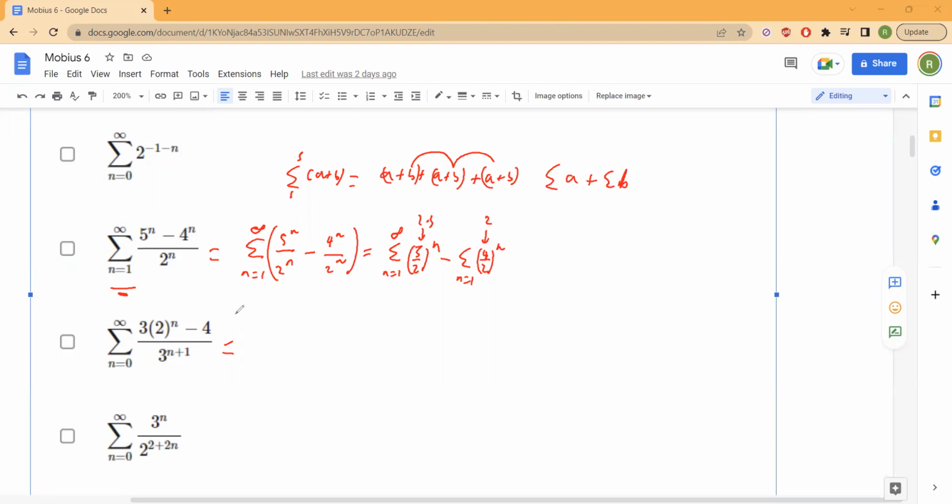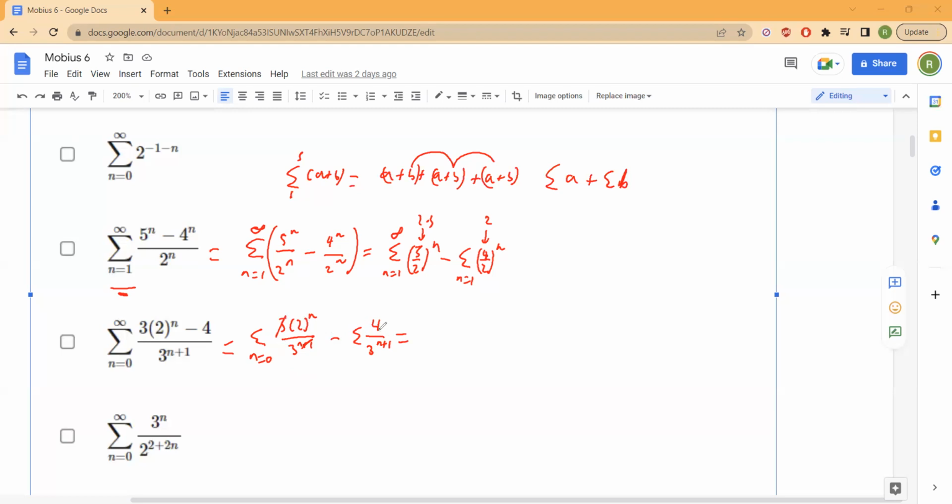So then over here, I'm going to split it up. We're going to get the sum from n equals 0 of 3 times 2 to the power of n over 3 to the power of n plus 1, minus the sum of 4 over 3 to the power of n plus 1. So now again, I want to get it to a geometric series, so I'm going to simplify some things. Over here, I'm going to simplify this 3 and this plus 1, because just like in the first example, 3 to the n plus 1 is the same thing as 3 to the power of n times 3.